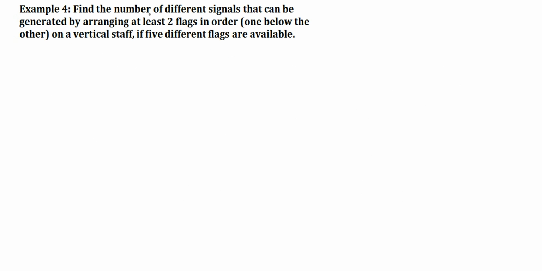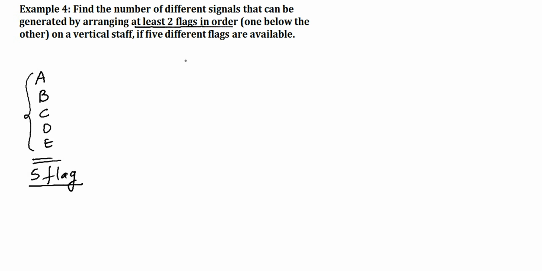Example 4. Find the number of different signals that can be formed by arranging at least 2 flags in order, one below the other, on a vertical staff if 5 different flags are available. So we have 5 flags available. So I assume that these letters A, B, C, D and E are representatives of 5 flags. These are the 5 flags given to us.